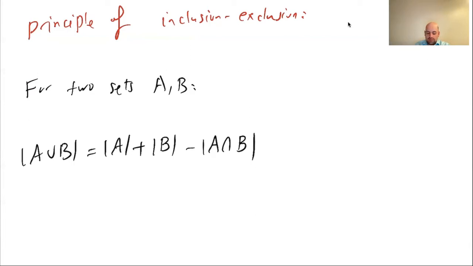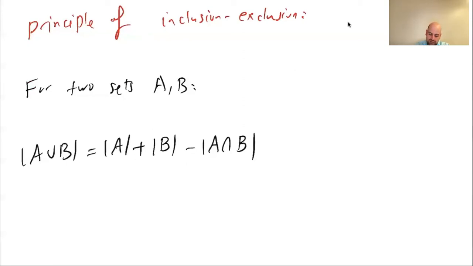So again, the right-hand side, number of elements in A plus number of elements in B, counts the common elements twice, one time as part of A, one time as part of B. We subtract the number of elements in the intersection so that we count every element only once.